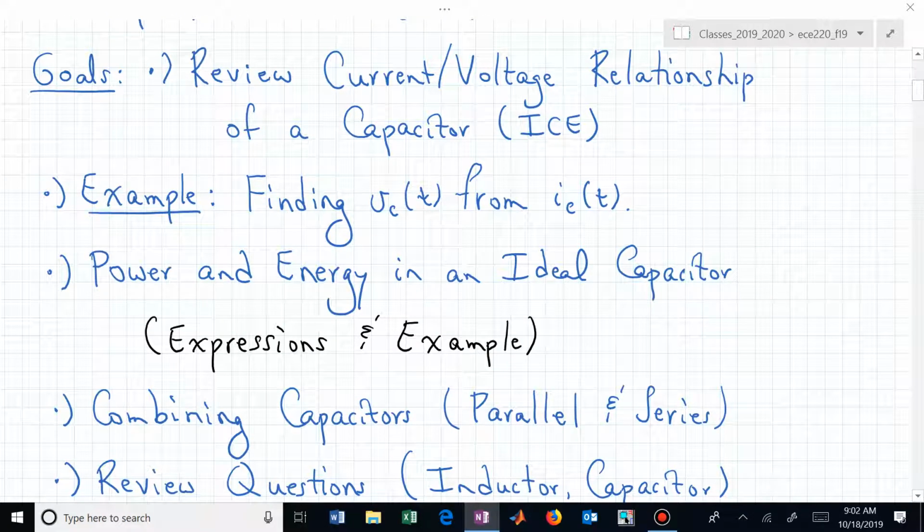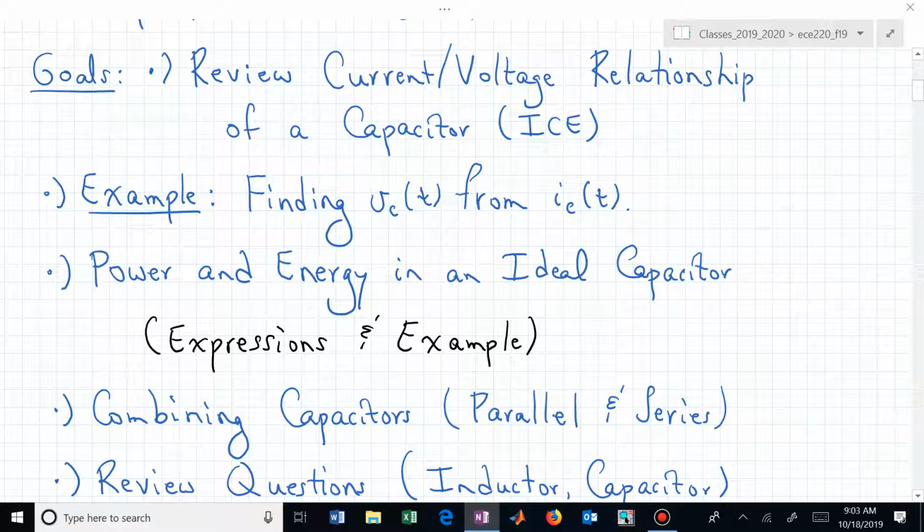I know you've been dealing with KVL, node voltage analysis, and mesh current analysis. We need to get back into chapter 6, which is capacitors, or ICE. We'll just remind ourselves of what we're dealing with based on the acronym ICE. We'll go through an example of actually finding sort of the opposite of what ICE might nicely want us to do. Instead of differentiating voltage, let's integrate current to try to find the voltage across a capacitor.